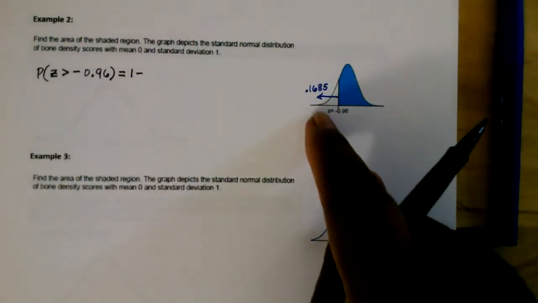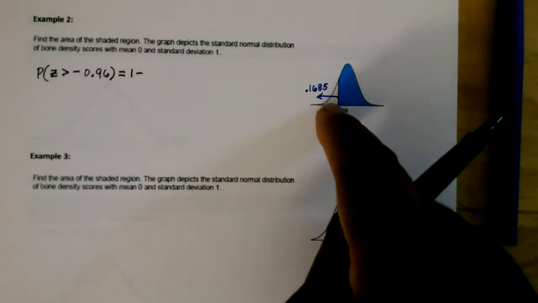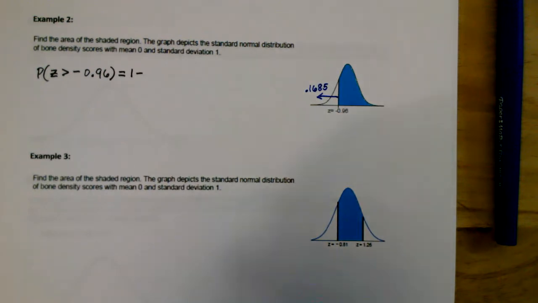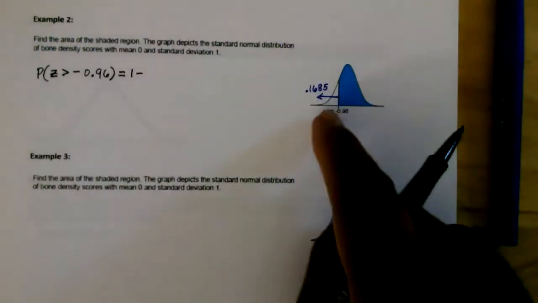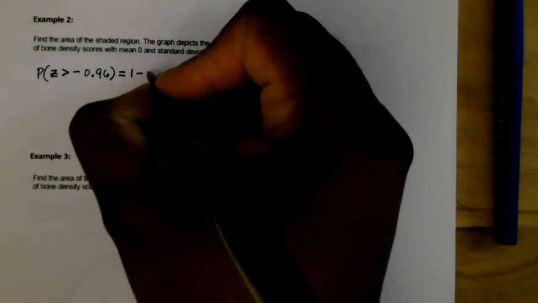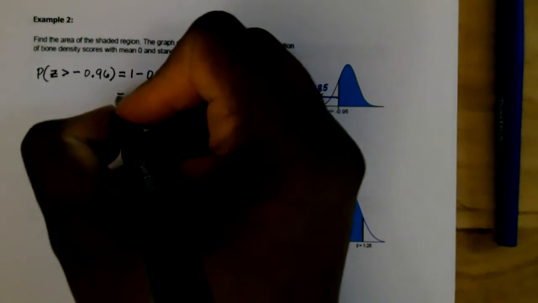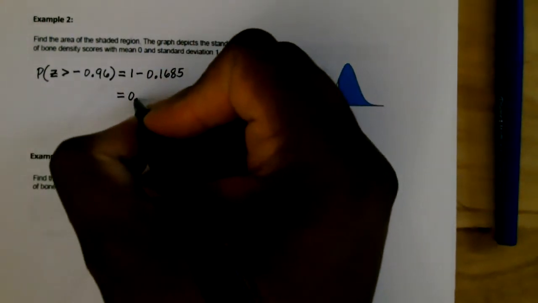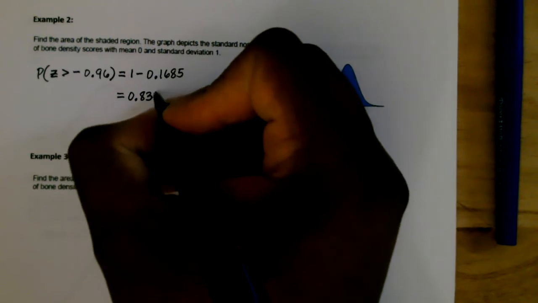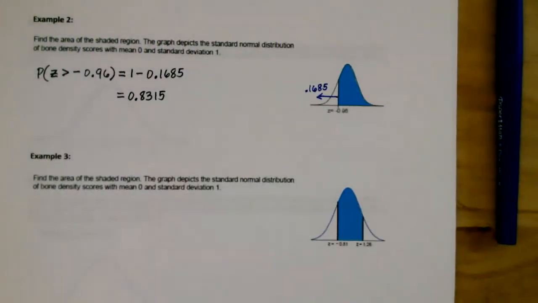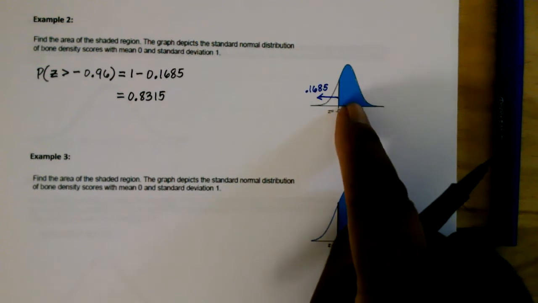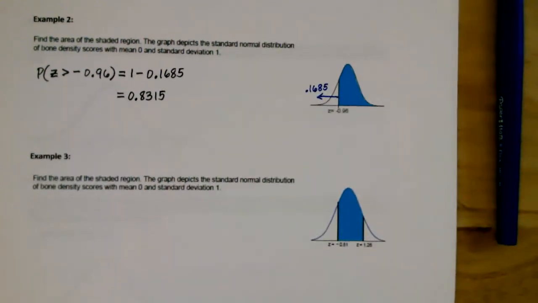And the 1 comes from the fact that the area underneath this curve is equal to 1. And we know the area to the left is 0.1685. So to find the shaded area on the right, we'll subtract 0.1685 from 1. That would give us 0.8315. That will be this shaded area on the right. So the probability that our z value is greater than negative 0.96 would be 0.8315.